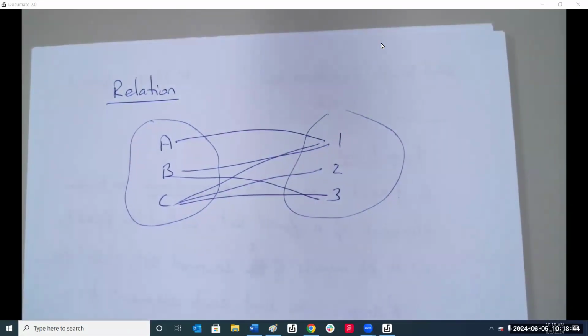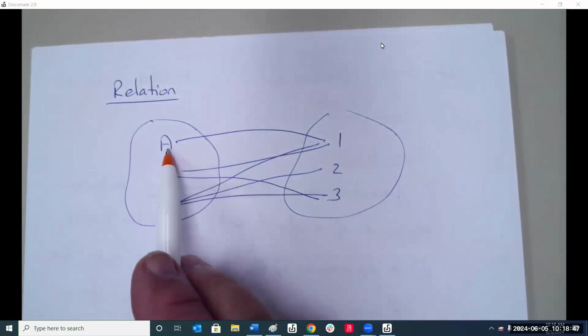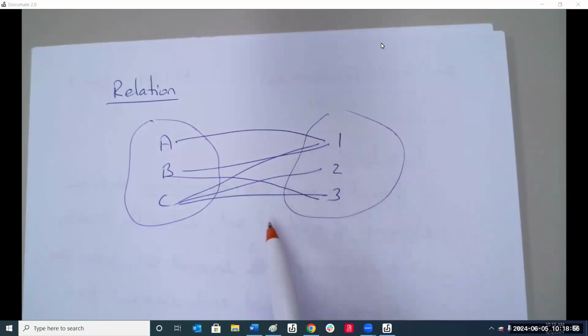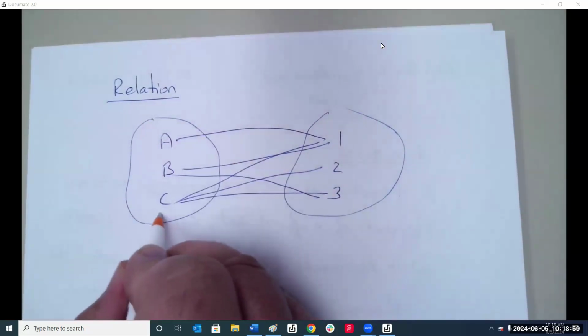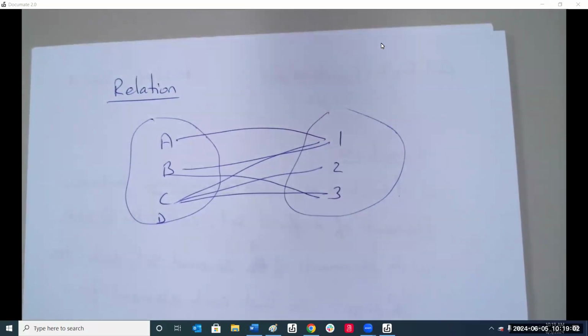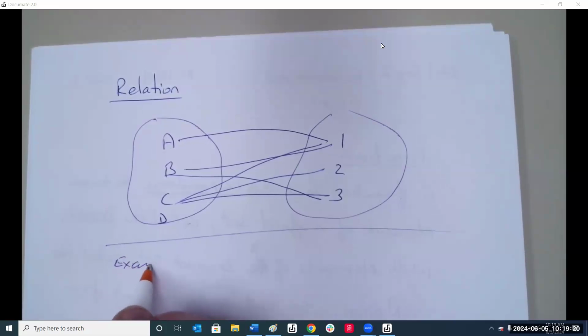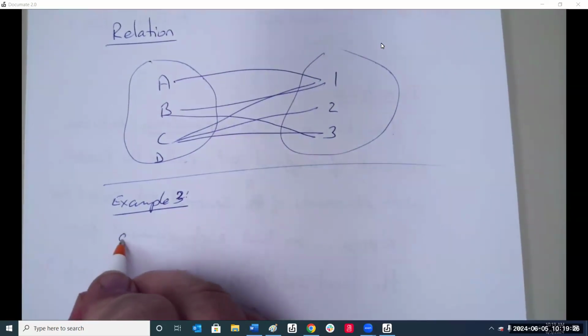That's an example of a relation. Each member can correspond to at least one person. But they have to have one person to correspond to. In other words, I can't have a D down here doing nothing. D has to correspond with somebody in that set. Make sense so far? Example 3. Here I'm going to give you some sets.